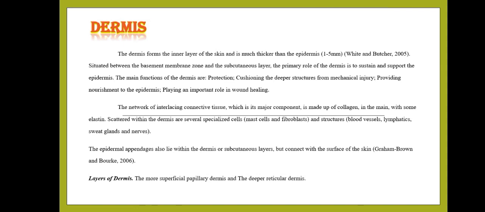Next is dermis. The dermis forms the inner layer of the skin and is much thicker than the epidermis. Situated between the basement membrane zone and the subcutaneous layer, the primary role of the dermis is to sustain and support the epidermis. The main functions of the dermis are protection, cushioning the deeper structures from mechanical injury, providing nourishment to the epidermis, and playing an important role in wound healing.